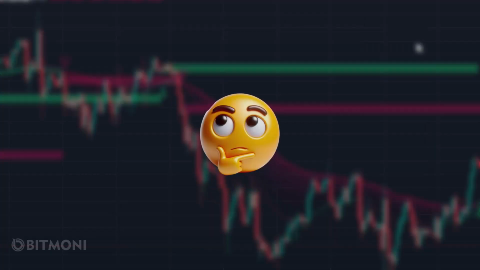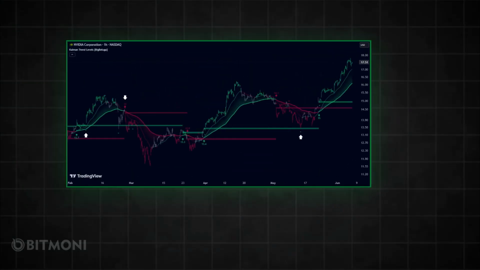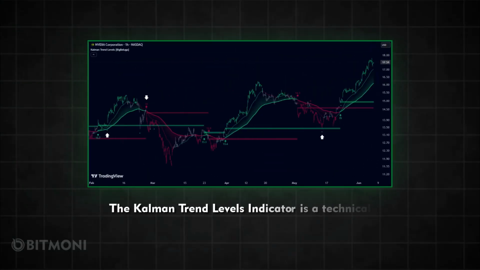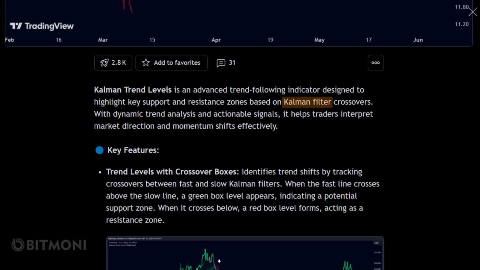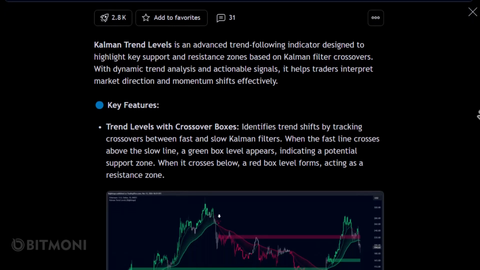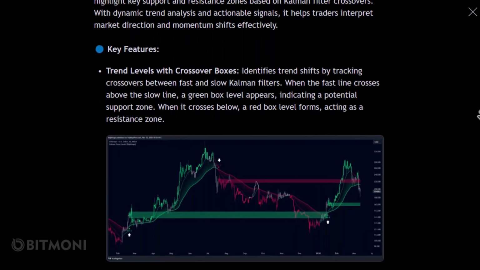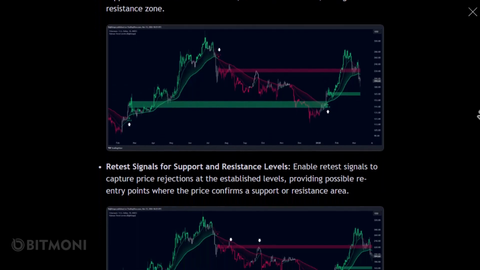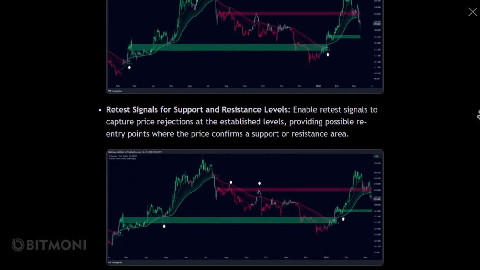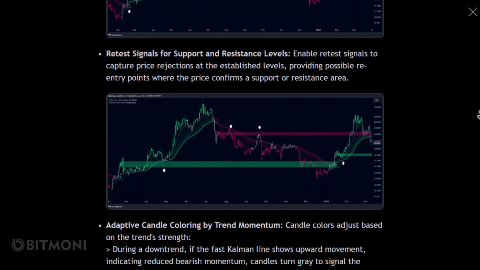So, what exactly is this indicator anyway? Well, the Colman Trend Levels indicator is a technical analysis tool for trend following and market analysis. It integrates the principles of Colman filtering to detect trend shifts, highlight support and resistance levels, and visualize momentum changes. Colman filtering in the context of this indicator is utilized as a method to smooth out and analyze price data, effectively filtering out market noise to highlight meaningful trends and support and resistance levels.